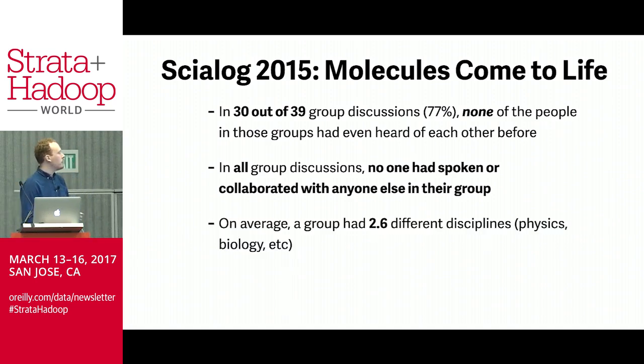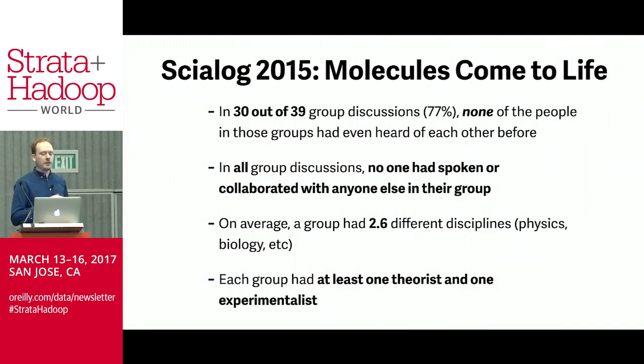In each group, there were 2.6 different disciplines. So given that these are groups of 4, that's pretty good. You're going to have at least a physicist and a biologist and maybe somebody else. And each group also had at least one theorist and one experimentalist. So we also had that data, sort of like how do they approach their study? Are they somebody who's more of a thinker or more of a measurer? And then, again, we've run this at 3 conferences since then and seen similar success each time, depending on how connected people were coming in.